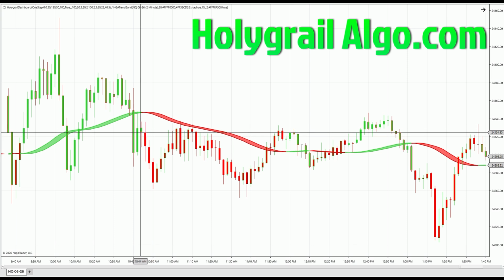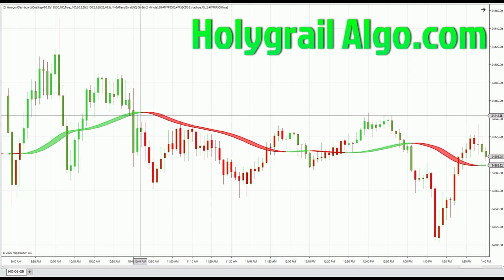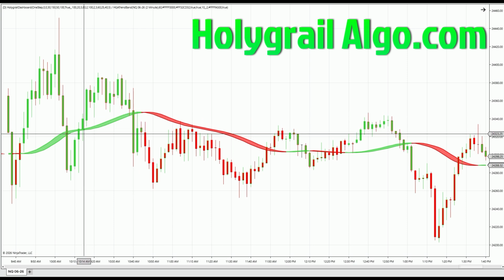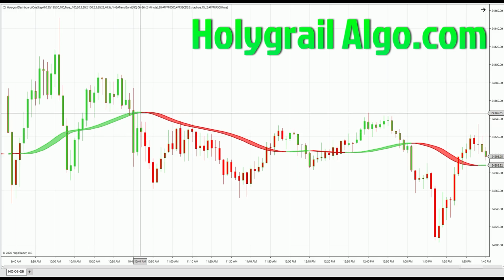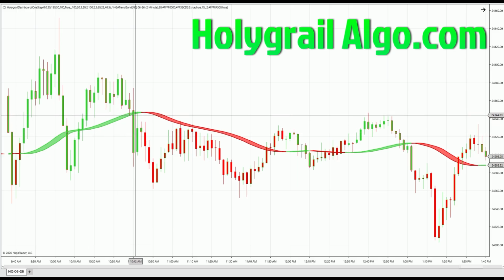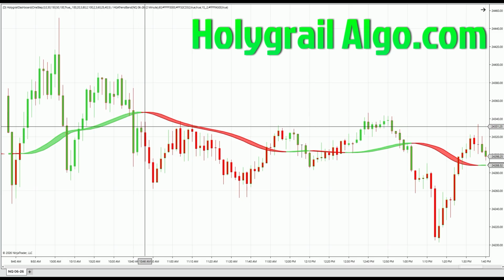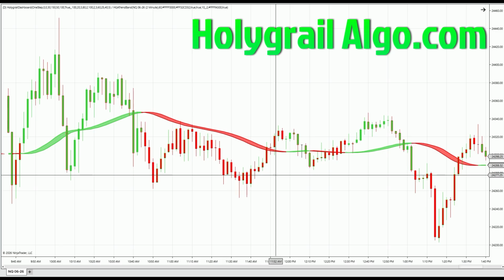We've got green as it started out, and I don't like trading anything that actually touches, even if it wicks on top of the trend band. I want it to break completely away from it, and that's what it did right here. It broke completely down away from it.